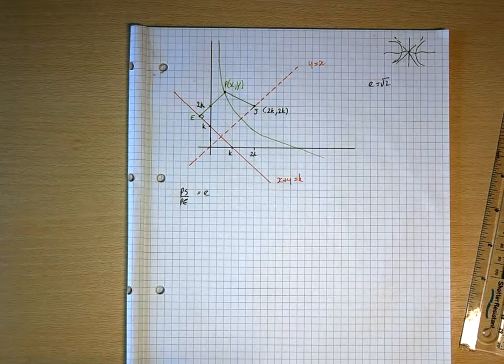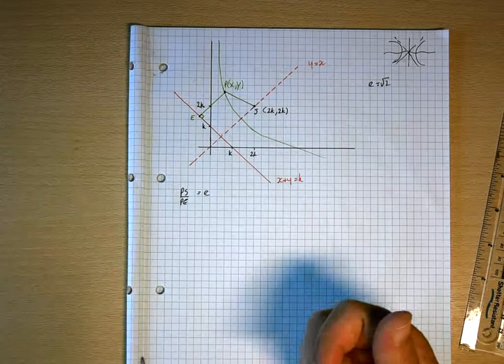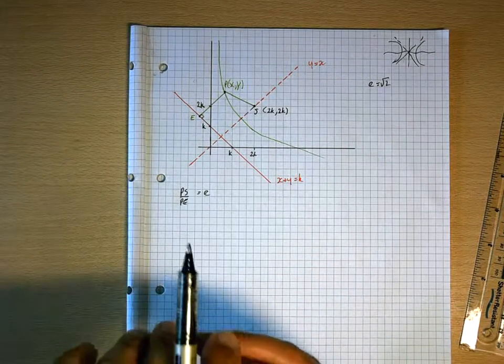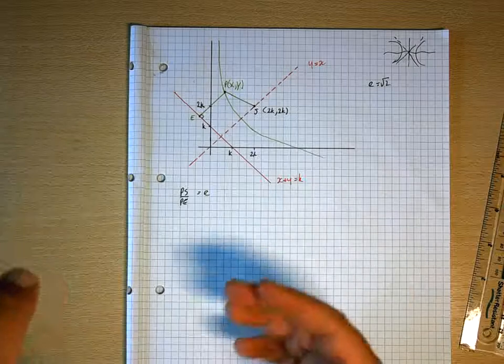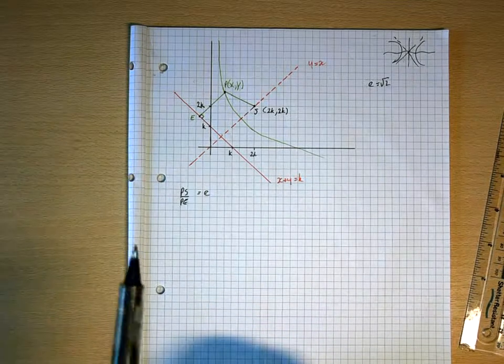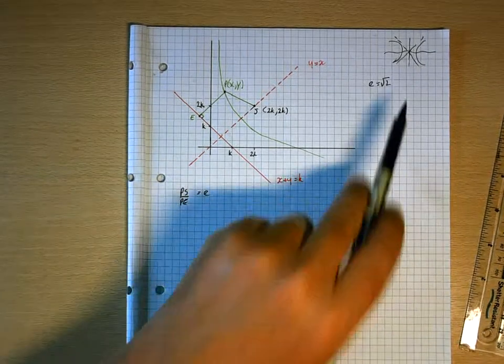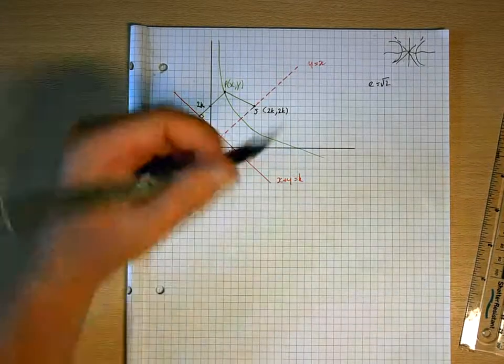For other ones, if the eccentricity is between 0 and 1, you get an ellipse. If it's greater than 1, you get a regular hyperbola. But for the specific instance where it's a rectangular one, the eccentricity is root 2.